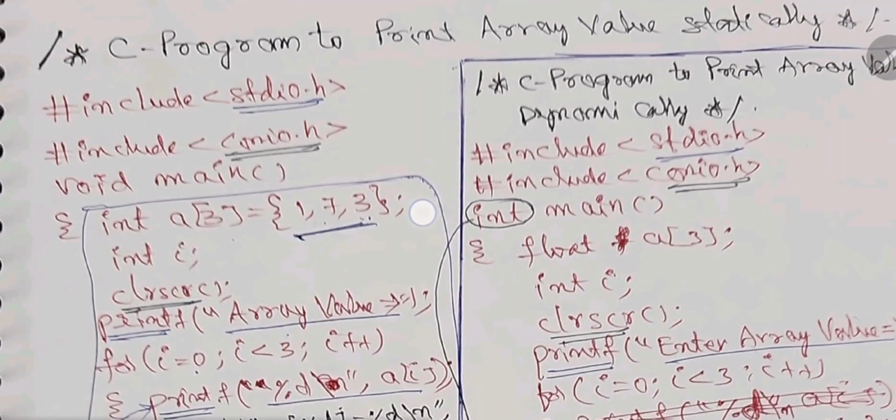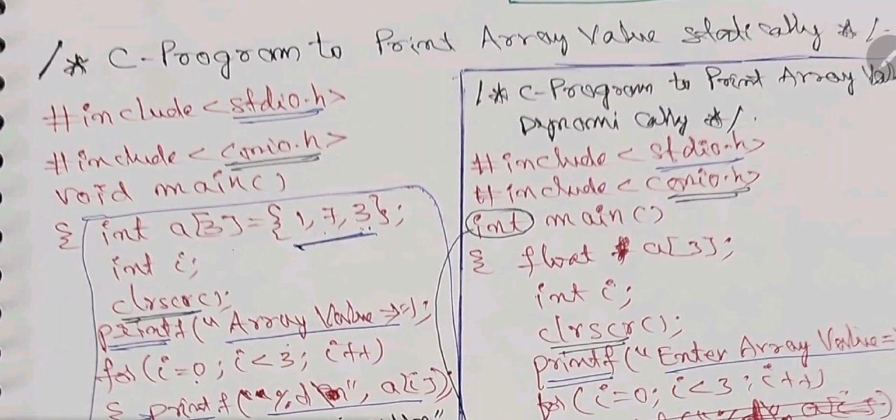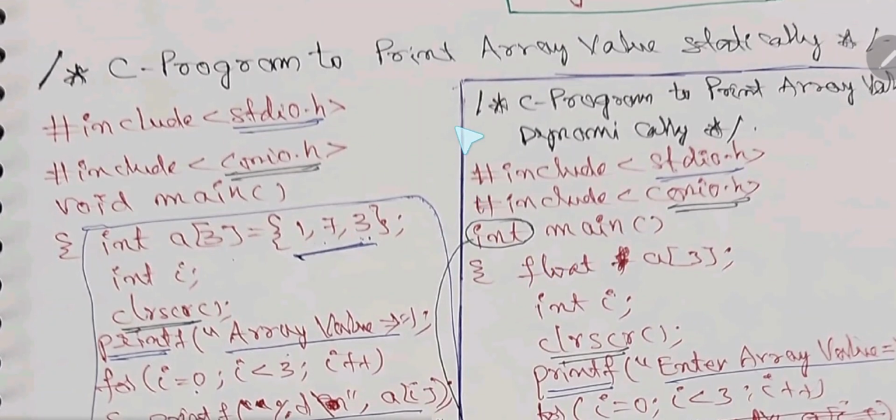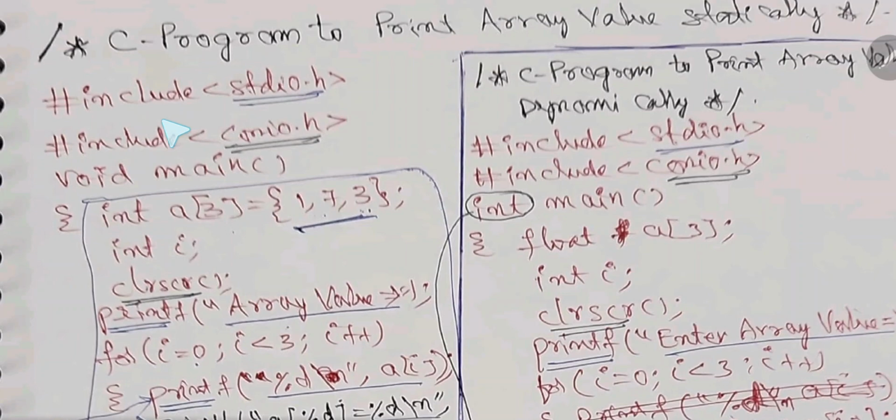Right, now we will go with a program for arrays. For every theory, compulsorily write a program so that you will get good marks and get a grip on the subject. C program to print array values stored in an array. #include <stdio.h>, #include <conio.h>, void main, these are common. int a[3] with values given statically. Dynamic means the values are given at runtime, right?